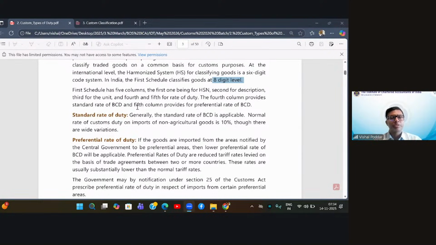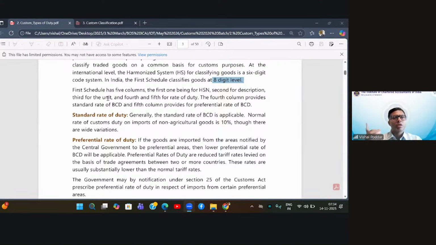Presently, what you need to know is that every page where these rates are to be given, that is in every chapter, you have 5 columns. Now, what are these 5 columns for? First column is the HSN. So the first column that you will find is the HSN. Second is where the name or the description of the goods is given. Third column is for the unit.